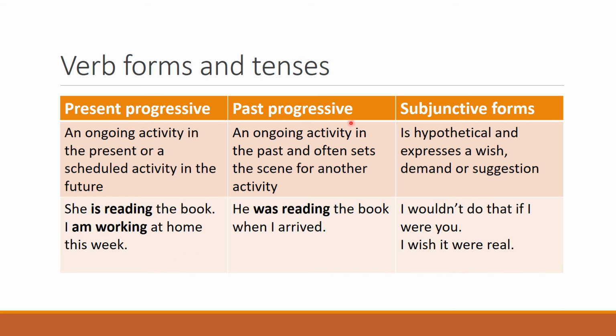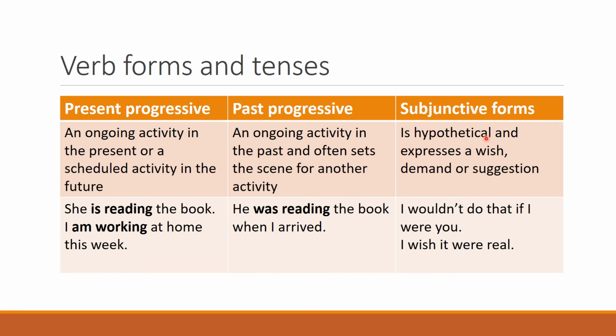Then we have the past progressive, which is an ongoing activity again, but in the past, and it quite often sets the scene for another activity that's almost up and coming. So for example, he was reading the book when I arrived, sort of sets the scene for what's going to happen when I arrived at his home or at his house.